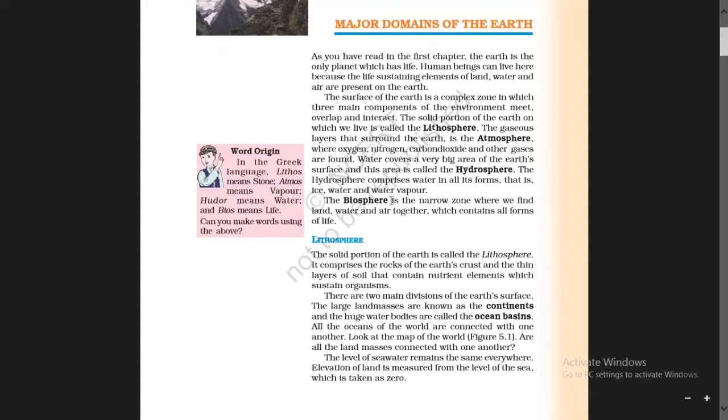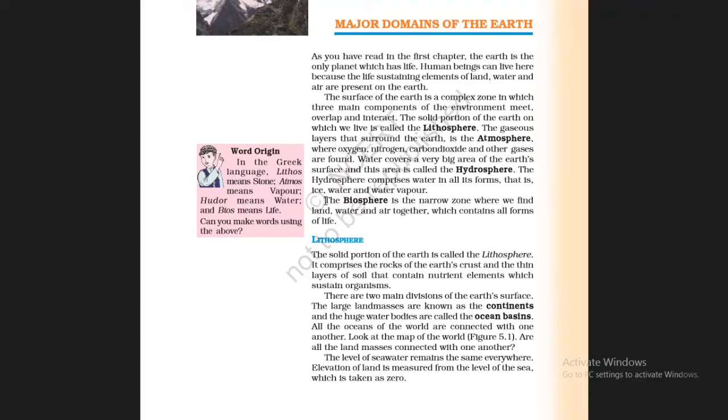The solid portion of the earth on which we live is called the lithosphere. See, children, our houses are built on the lithosphere, the solid portion of the earth. This is one of the domains of the earth. The gaseous layers that surround the earth is the atmosphere. So it is another domain, that is atmosphere.